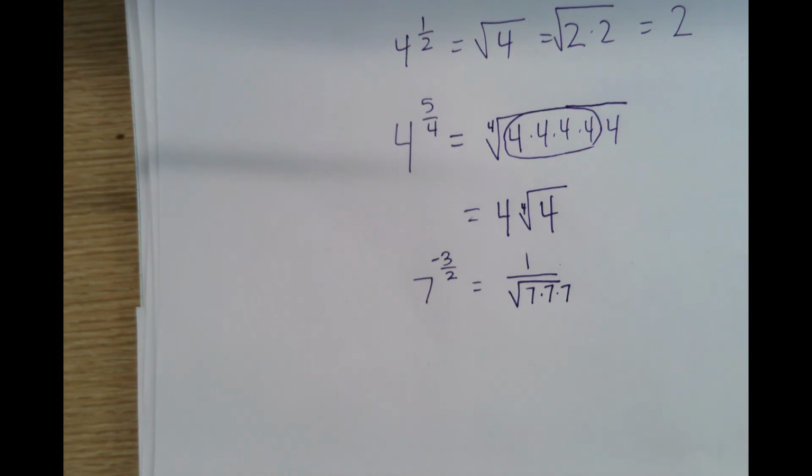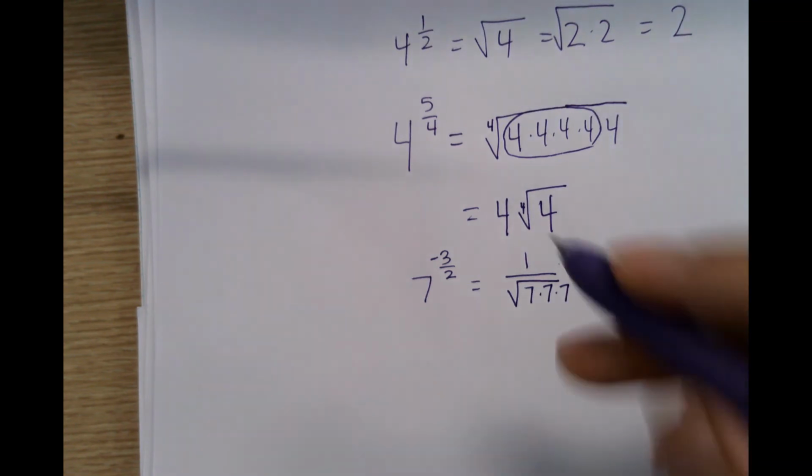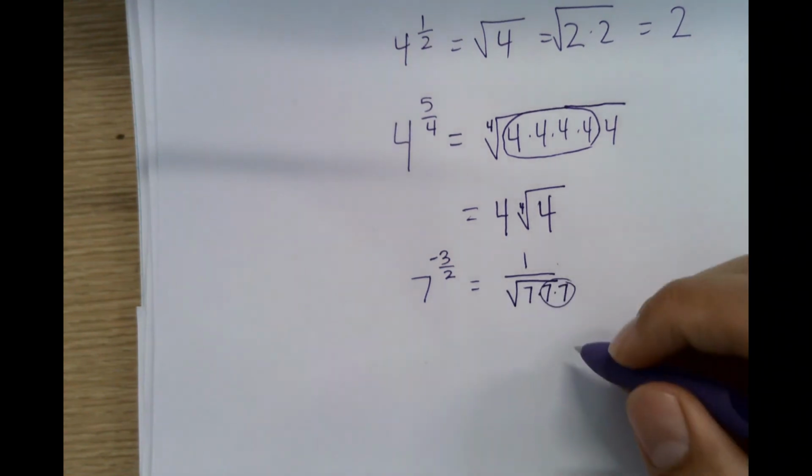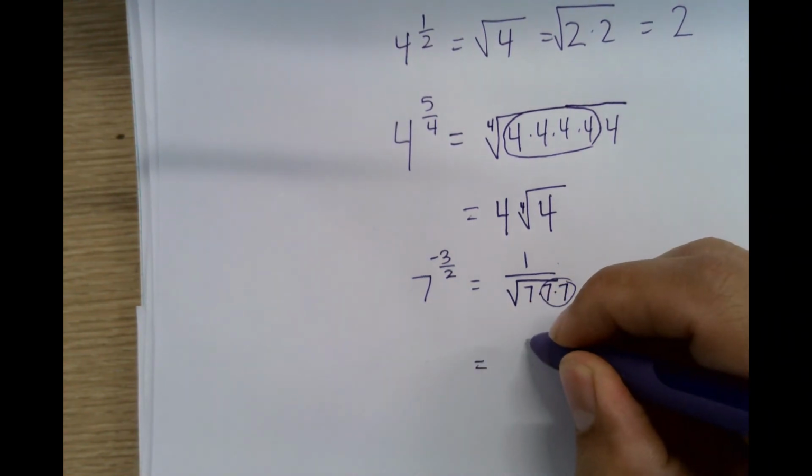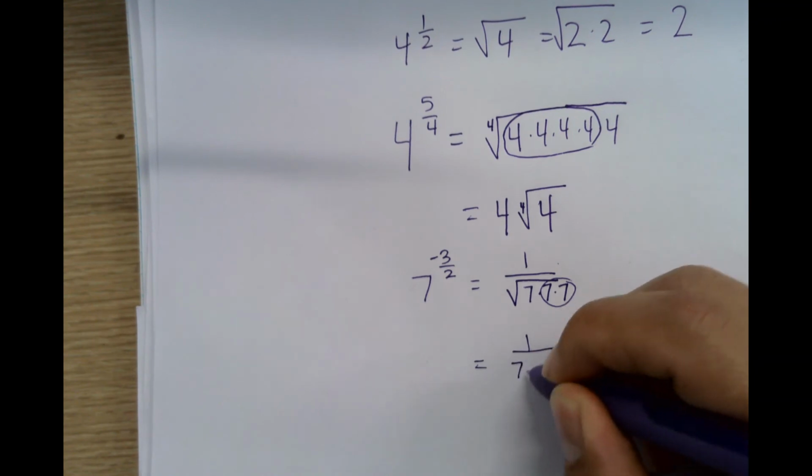So again, the negative tells me it's going to be a fraction. The 3 tells me how many 7s I'm going to multiply. And the 2 tells me how many 7s I need to leave that symbol. Okay, so looking at this, how many 7s do I have? How many pairs of 7s do I have, actually? How many pairs? Joaquin? I have 1 pair. So one of the pairs can leave while the other one has to stay. So it equals 1 over 7 root 7.